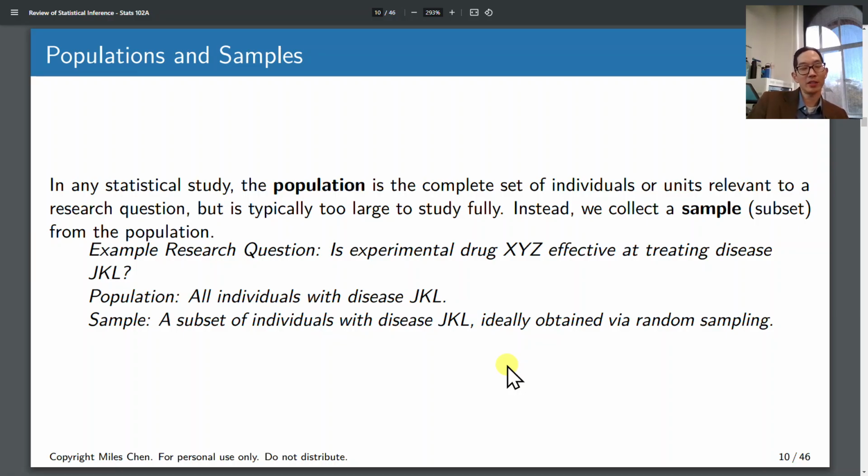So just an example research question, you might wonder, is some new experimental drug, XYZ, effective at treating some disease? I'll just call it disease JKL, right? The population would be everybody, all individuals with disease JKL. We have no way to identify everybody, okay? Because one is how big this population is. It could be way too big.